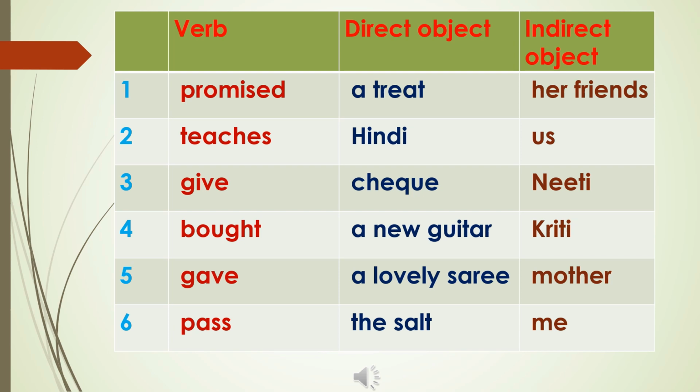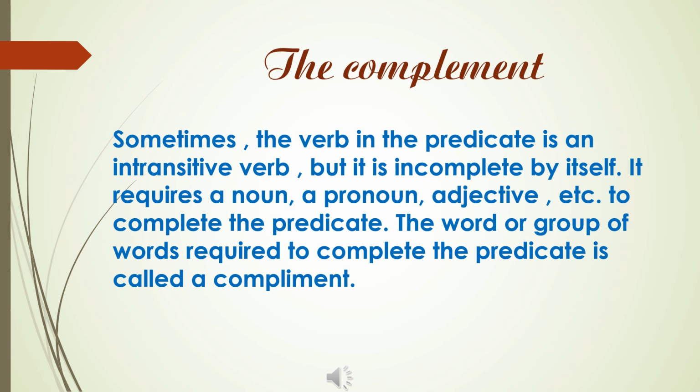Gave, verb; a lovely sari, direct object; mother, indirect object. 6. Please pass me the salt. Pass, verb; the salt, direct object; me, indirect object. Next, the complement.